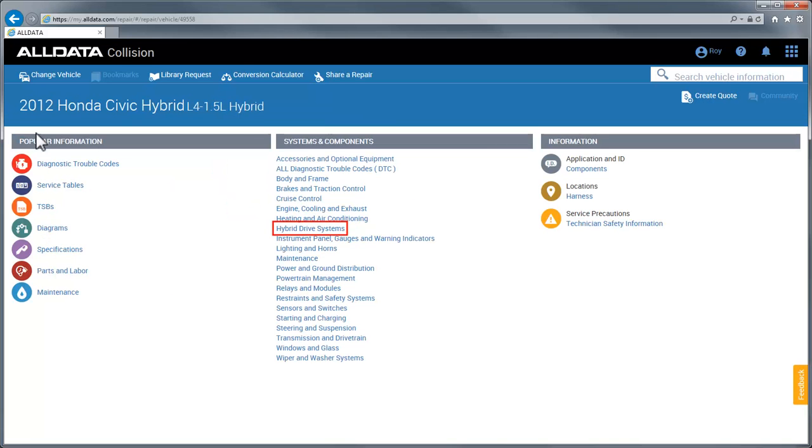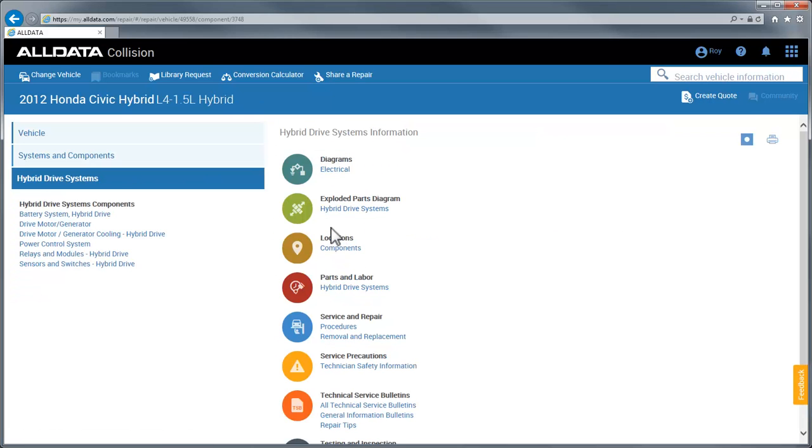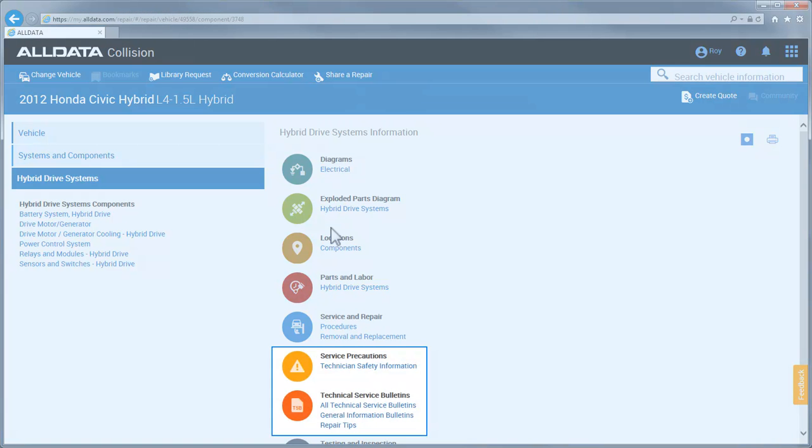Hybrid drive systems present a complex and specialized area of collision repair that needs special attention. Of particular note in this area are technical service bulletins and service precautions. These information categories are available for the overall system, as well as the subsystems and components where applicable.